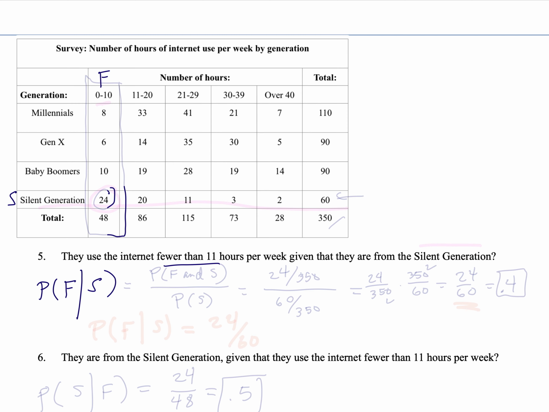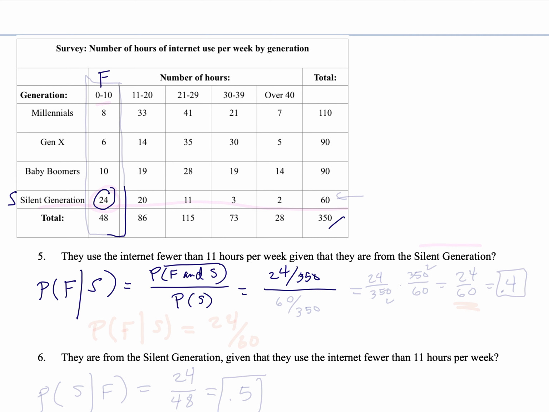So there's different ways to do this as well. One would be to use the formula that we had before, that the probability of F given S is the probability of F and S both being true divided by the probability of S. So what's the probability of F and S? The probability that the person is both from the silent generation and uses the internet for fewer than 11 hours per week. That's 24 out of the total of 350.